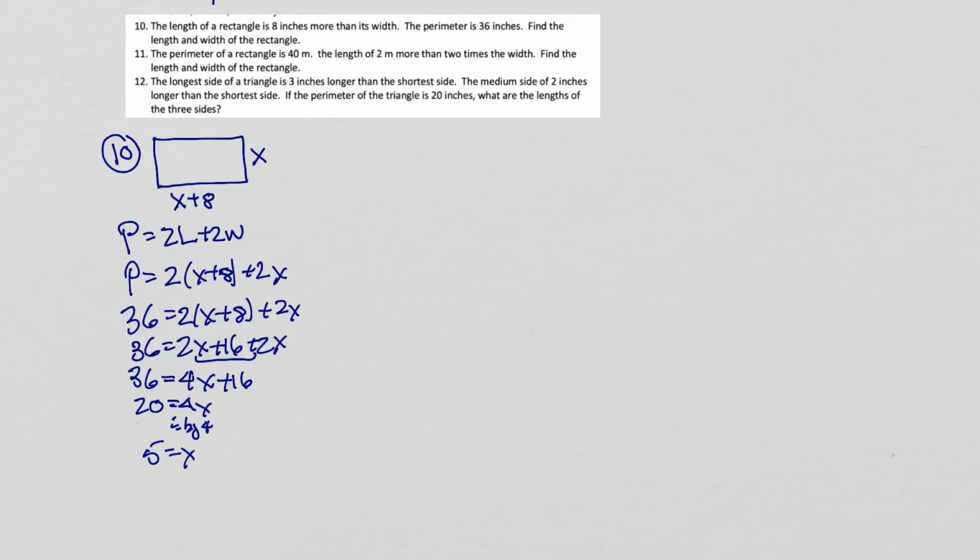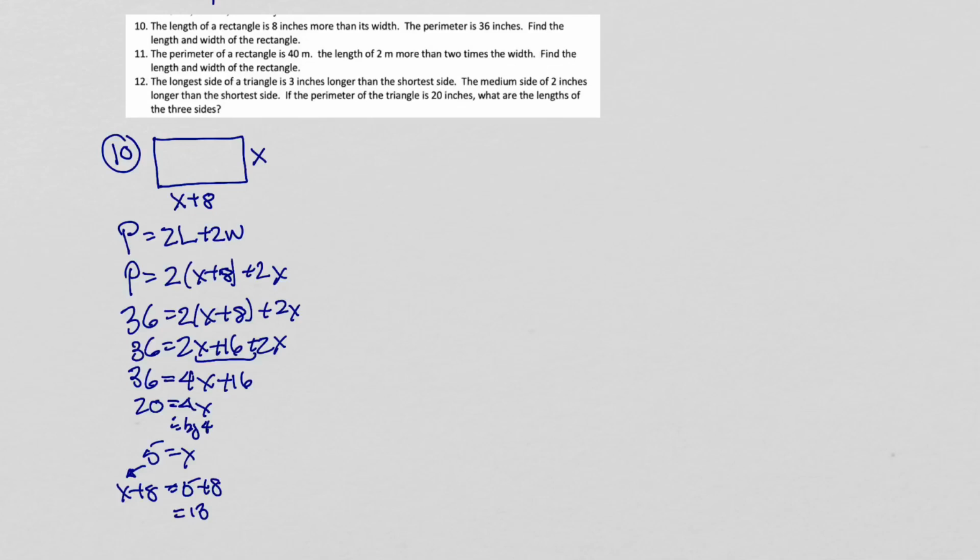But now it's a word problem. So go all the way back to the beginning. What is x? Oh, x is the width. We've got this one here. So I'm going to write that right below it. And I'll write x plus 8 equals, and I've got x right there. So it's 5 plus 8, which is 13.